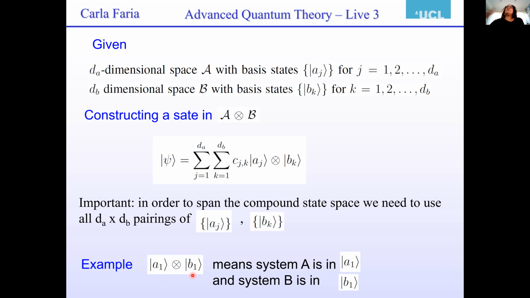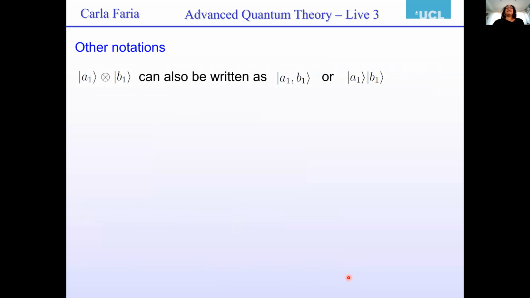Unless you have a reason not to, unless you do some projection somewhere. But if you want to construct a basis of this, we have seen that a basis is the minimal spanning set that you have for each state space. So you need to span things. That's why you need to use all the pairings. For instance, A1 tensor product B1 means system A is in A1, system B is in B1. And you can also write this without the tensor product symbol. You can put a comma, just so you are aware that there are other notations.